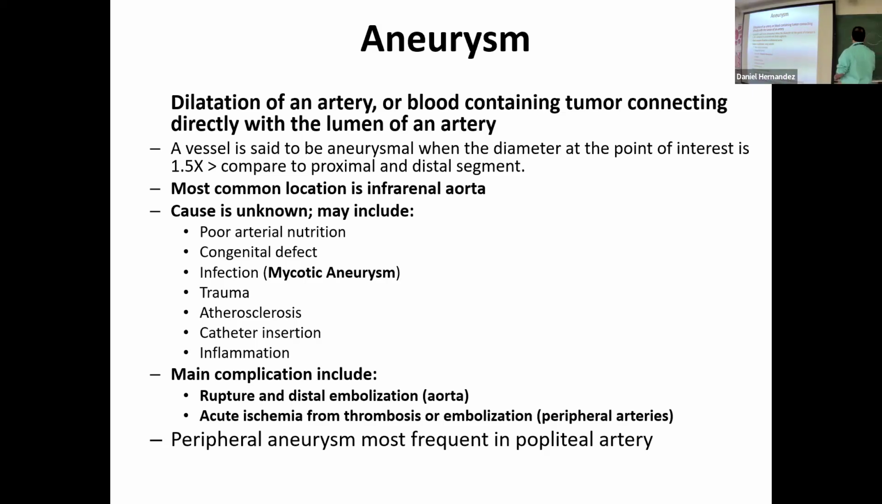So we'll be imaging the vessel, the artery. We'll see an area where that vessel dilates. And we're going to measure the diameter of that aneurysmal area at its widest point. And then we compare it to the diameter that we get before the aneurysmal part and the diameter that we get after that aneurysmal part. And we see if it's 1.5 times greater.